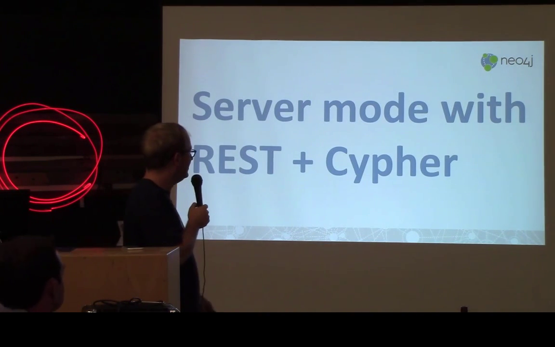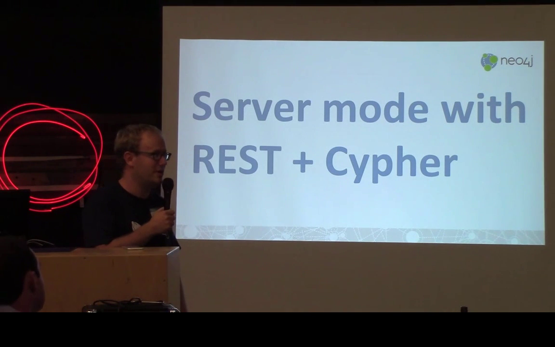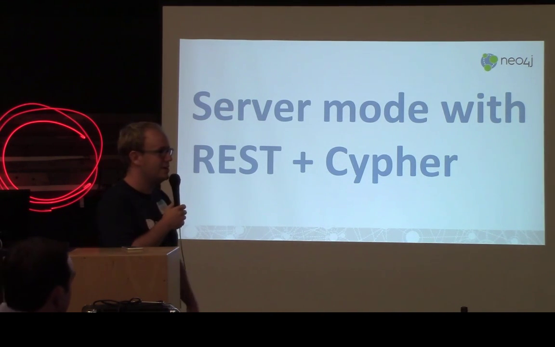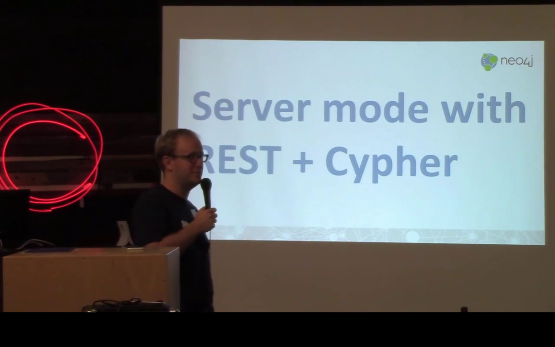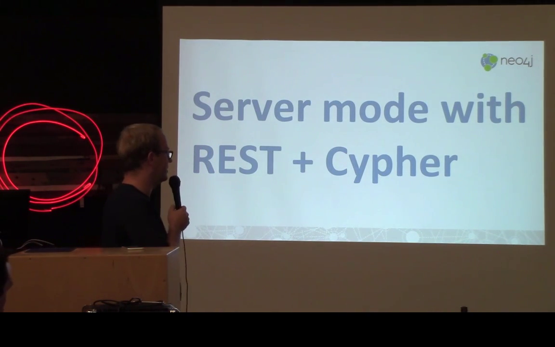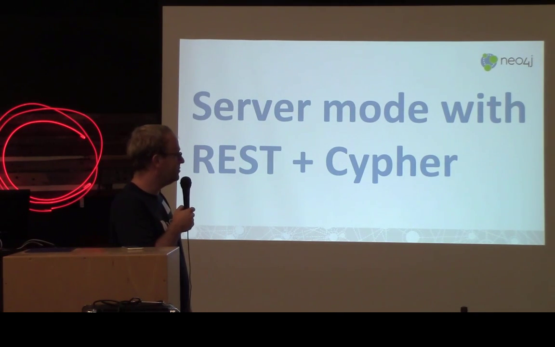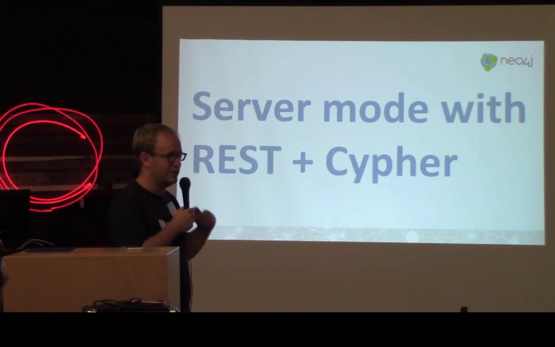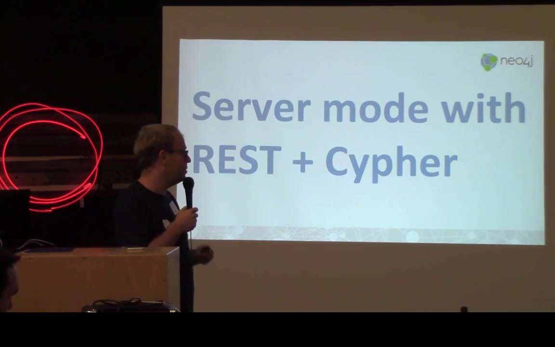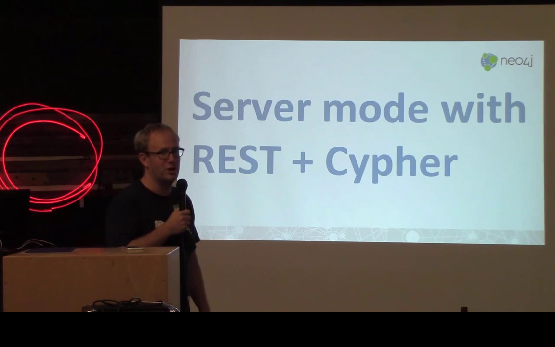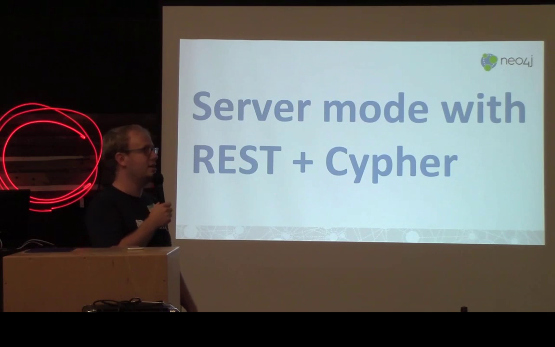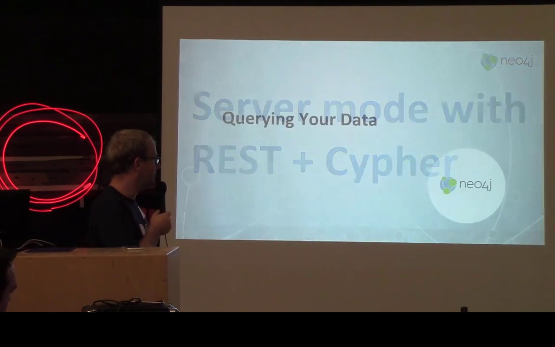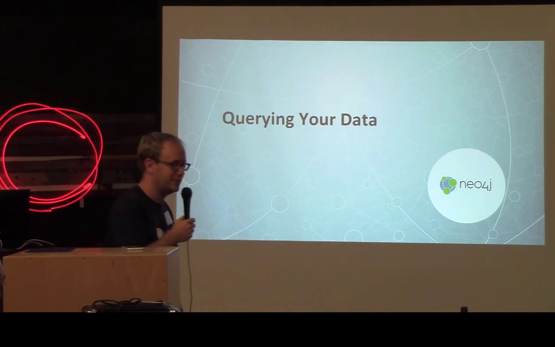For the rest of us, you can run it in this server mode with a REST API and this thing called Cypher, which is our query language. So similar to SQL, except optimized for graph queries. So this is what the majority of our customers do when they're first starting out, at least, is they run it in the server mode, they query over the REST API with Cypher. This is what Tom Sawyer is hooking into when they query your data. And I'm going to talk to you a little bit about Cypher now and the query language.